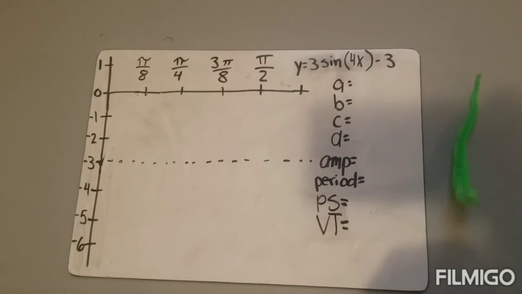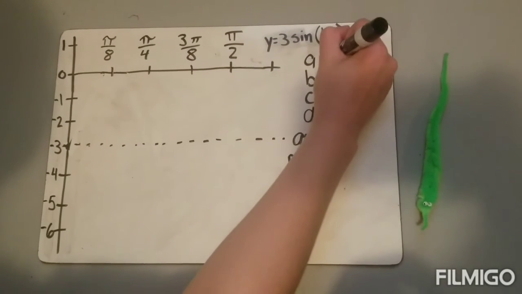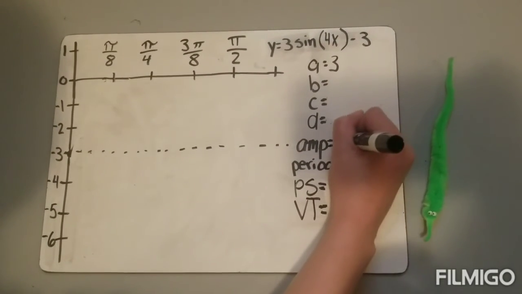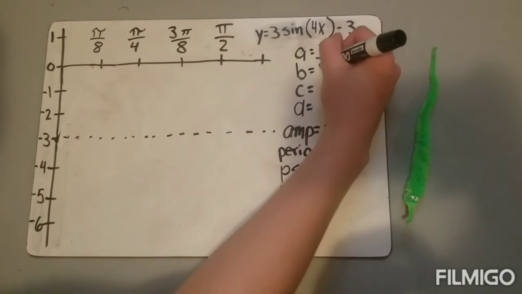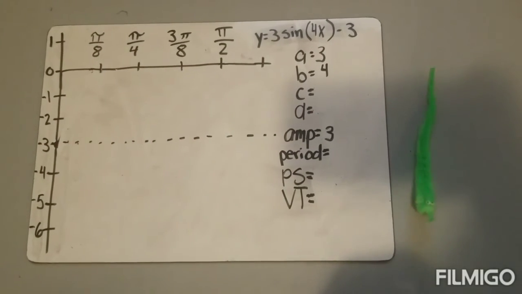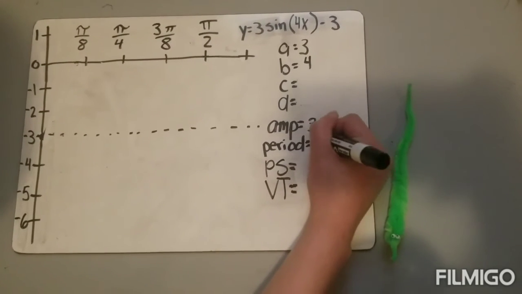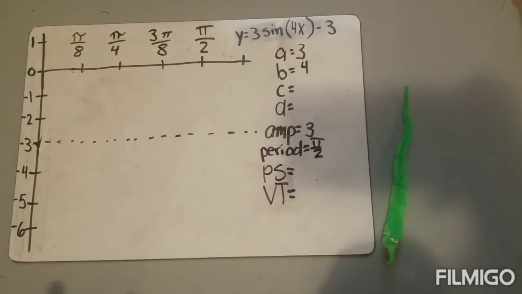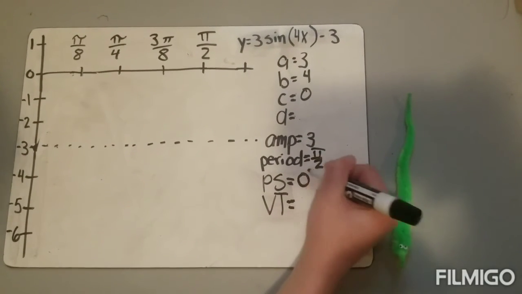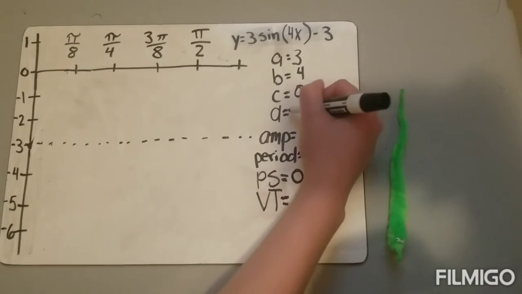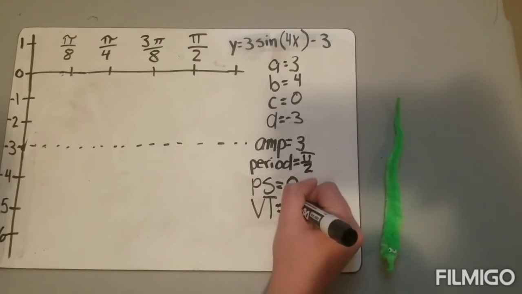Let's figure out how you graph a sine graph. The A value of this graph is going to be 3, which means our amplitude is going to go 3 up and 3 down from the midline. Our B value is 4. And to find our period, we take 2 pi divided by 4. So we will get pi/2. We don't have a C value, so we aren't going to have a phase shift, which means we're going to start at 0. Our D value is -3, which means our midline is going to go at -3.